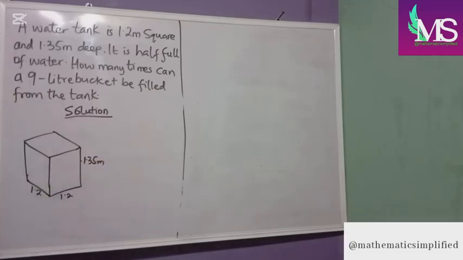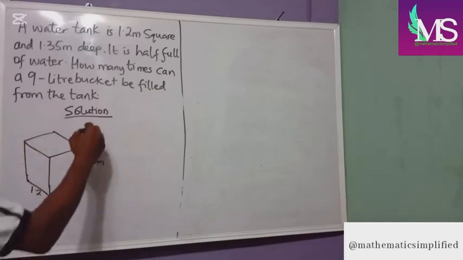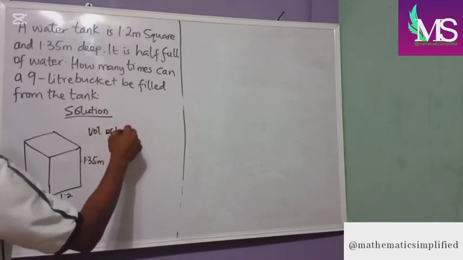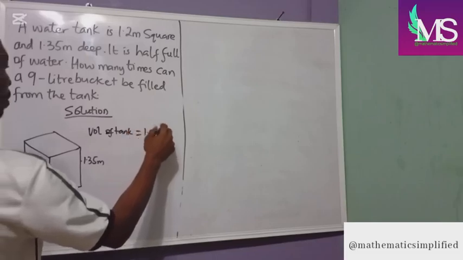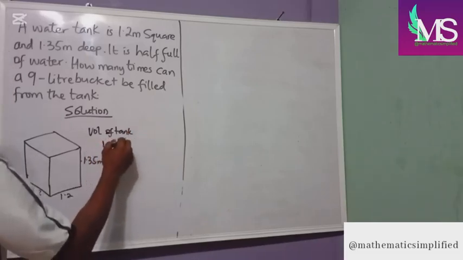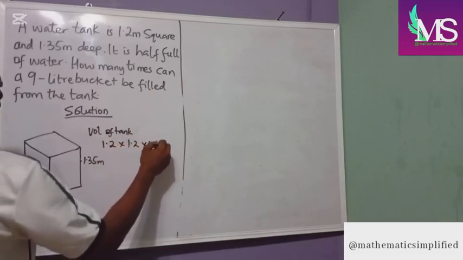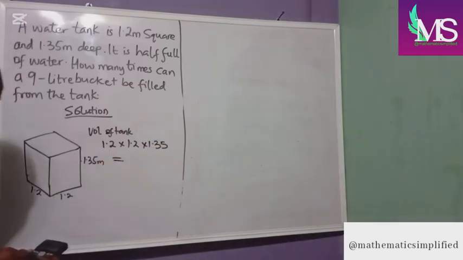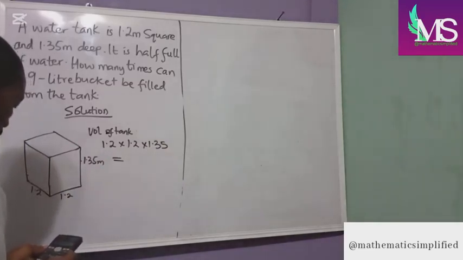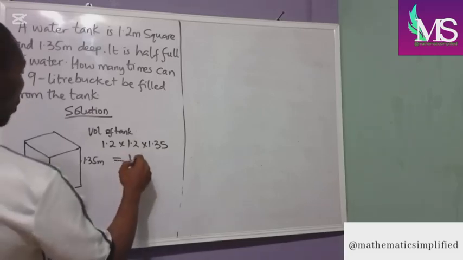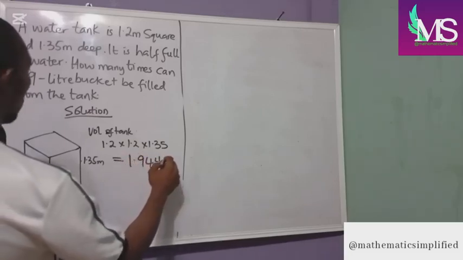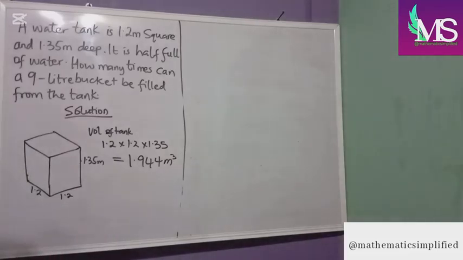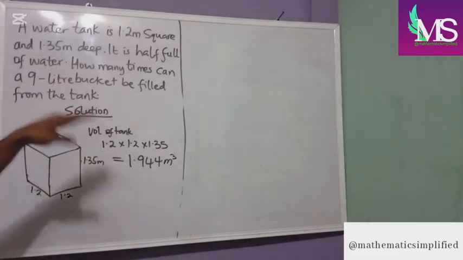Now if we are to calculate the volume of this tank, volume of tank equals 1.2 times 1.2 times 1.2 times 1.35. Now our volume of tank will be equal to 1.944 meters cube.